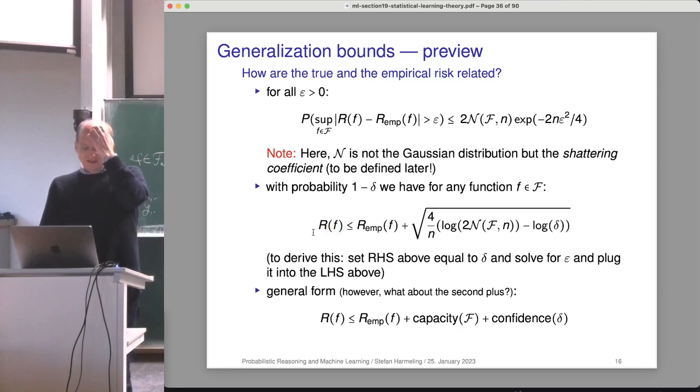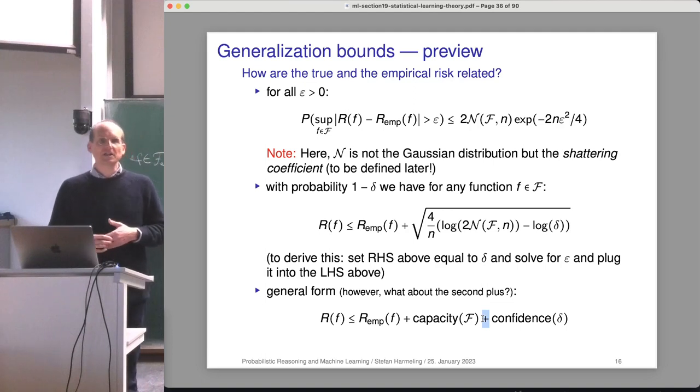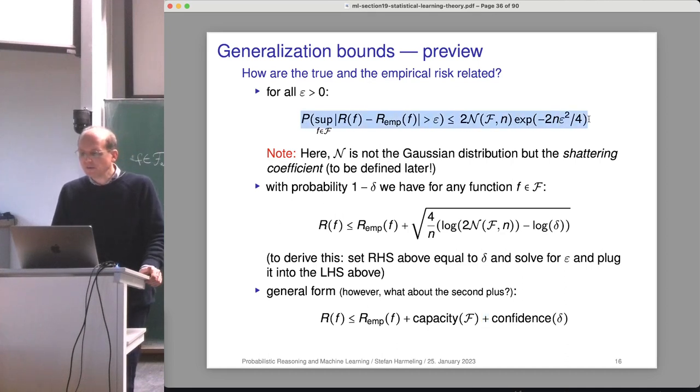Okay, so far so good. It has a more general form where I'm always puzzled about the second plus because it's under a square root, but let's keep it like that. In general, one can say that the true risk is bounded by the empirical risk plus some number that comes from the capacity of my function class. The more capable my function class is, the larger this number gets, and the less good my empirical estimate is in terms of the true risk. And then there's some confidence level delta, which is the probability that I want to use for the bound, okay? That is something that we would like to derive.